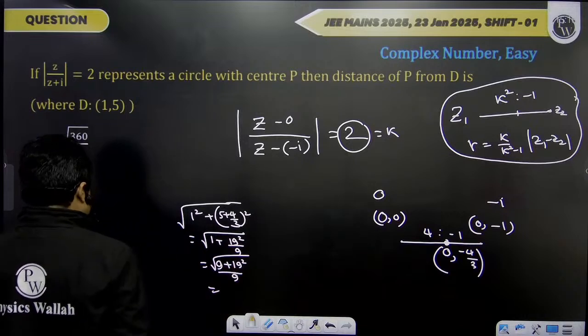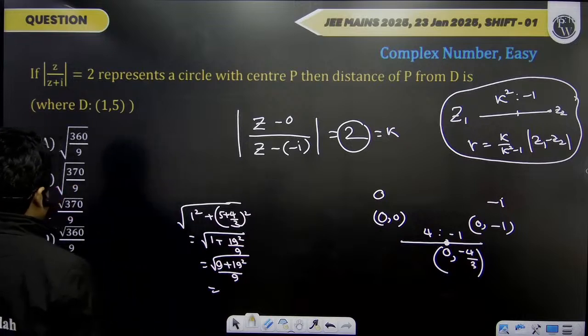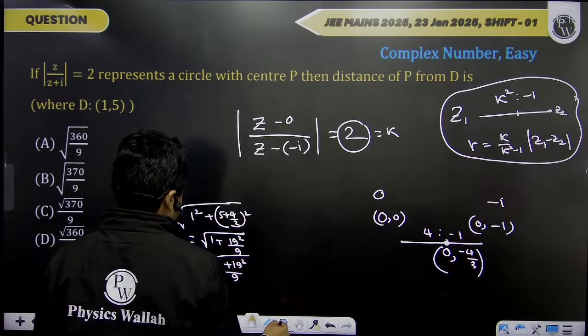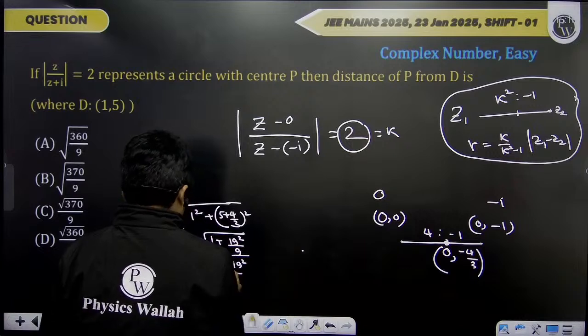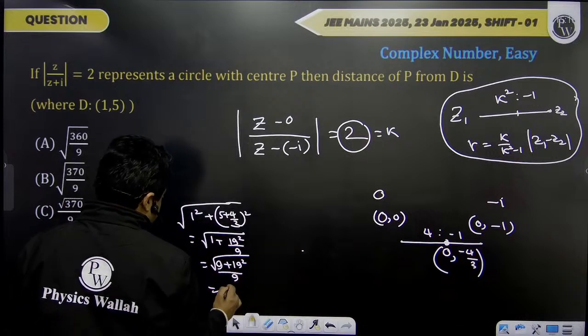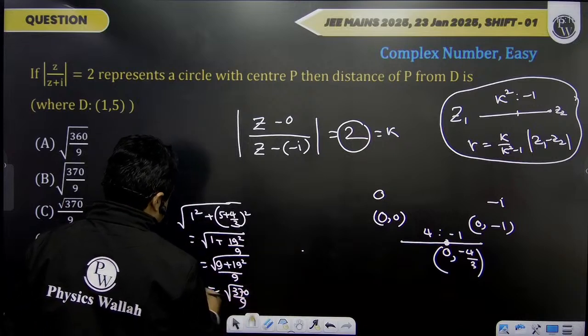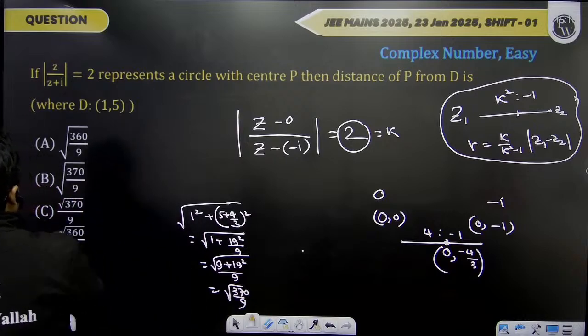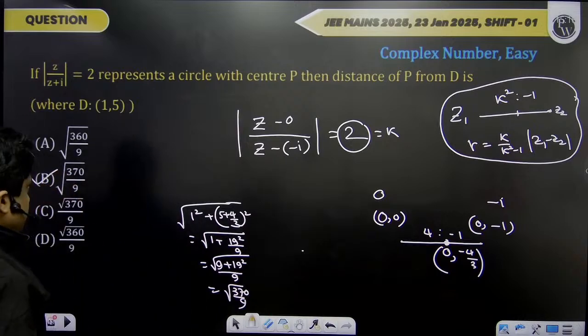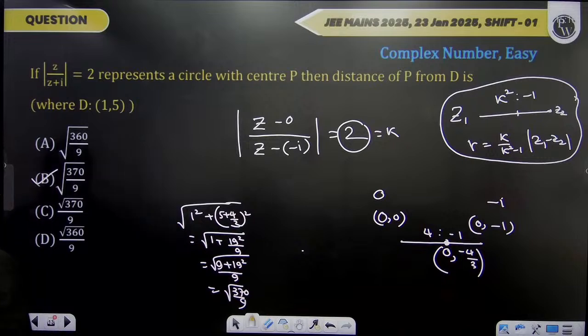19 square is 361. 361 plus 9, 370. So this will be equal to what? Root 370 upon 9. So this option will be the correct answer for this. Okay, option B will be the correct answer. So this is a comparatively easy question.